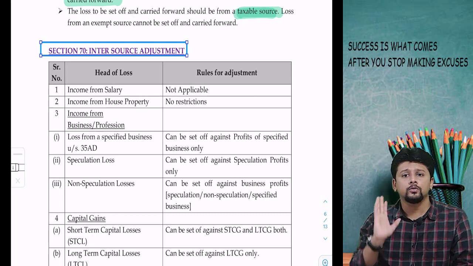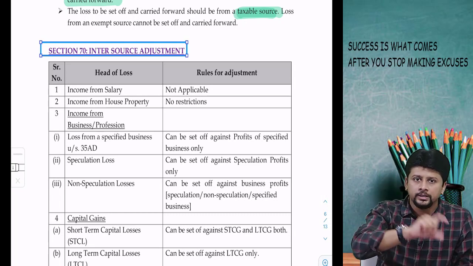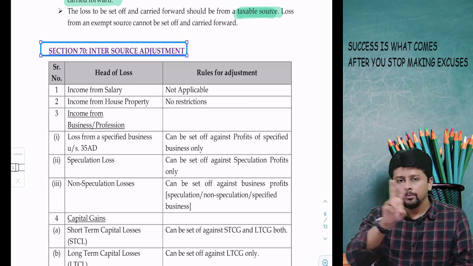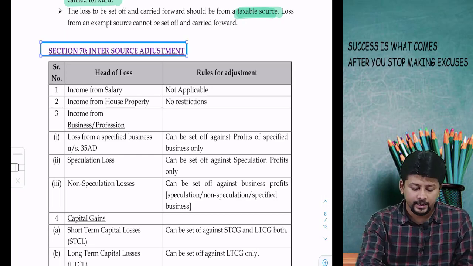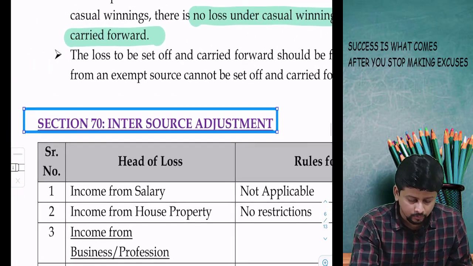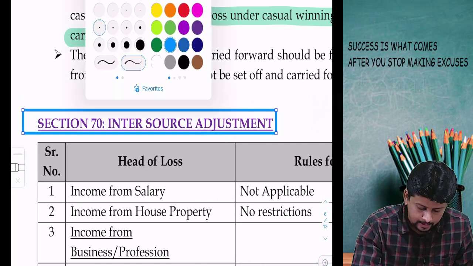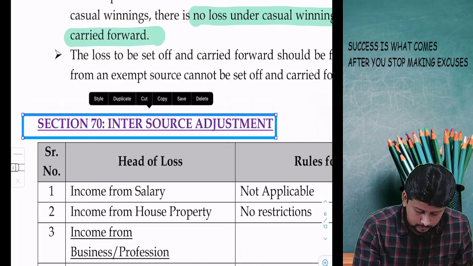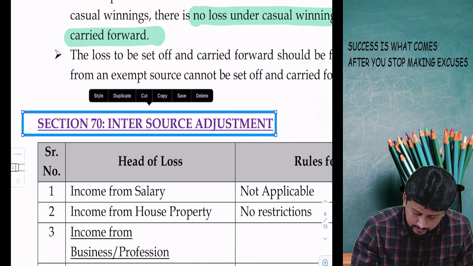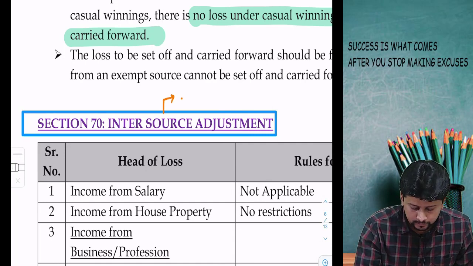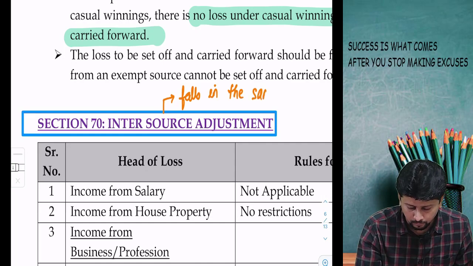Now this is the general rule. Loss from one source can be set off against profit from another source. Both the sources fall in the same head of income. So when I am talking about inter source adjustment, this source that I am talking of falls in the same head of income.